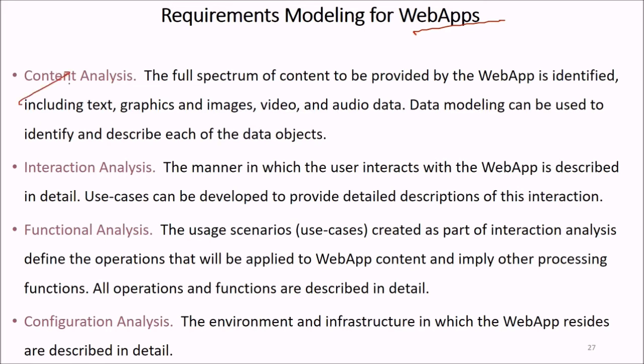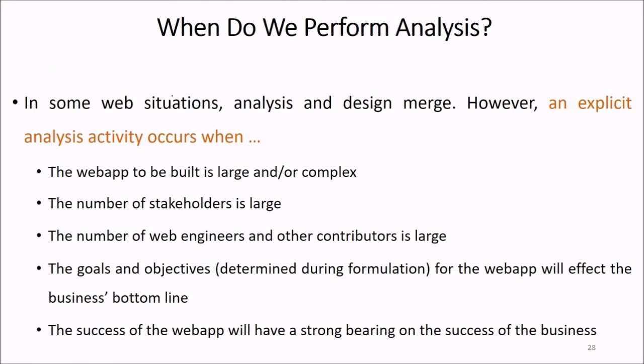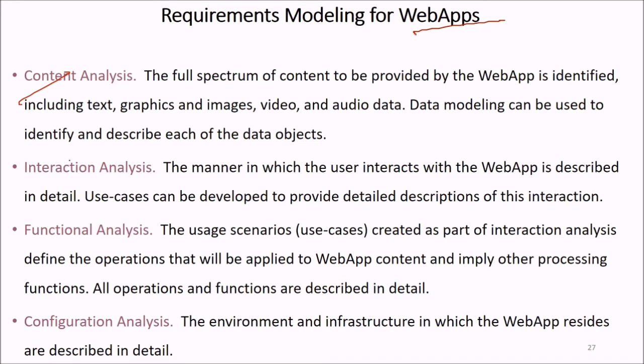First, you have to do the content analysis. See, content analysis, and then various aspects are there: interaction analysis, functional analysis, configuration analysis. So in content analysis, you have to see the full spectrum of the content that is provided in the web app, like text, graphics, images, video, audio. And then you have to do the modeling to identify and describe each of these data objects which we just referenced. Then the interaction. Because in a web application, the user is going to interact. Okay, you have to describe it in detail. So use cases need to be made to provide the detailed description of this interaction.